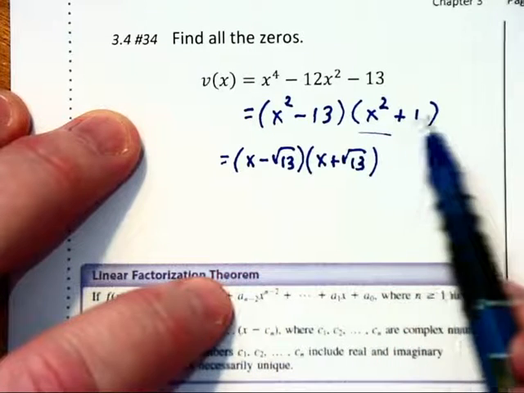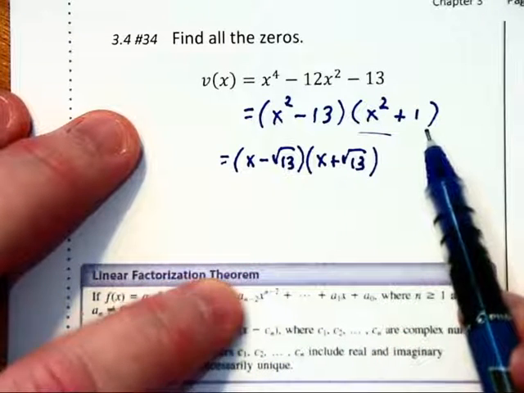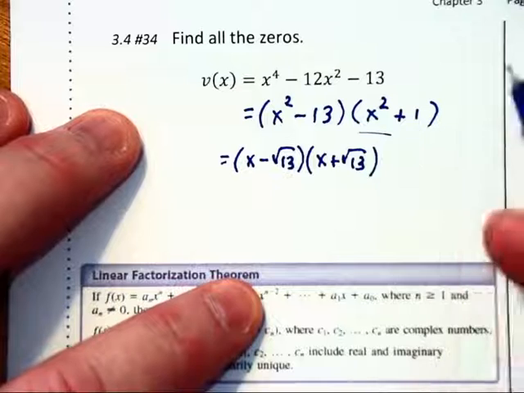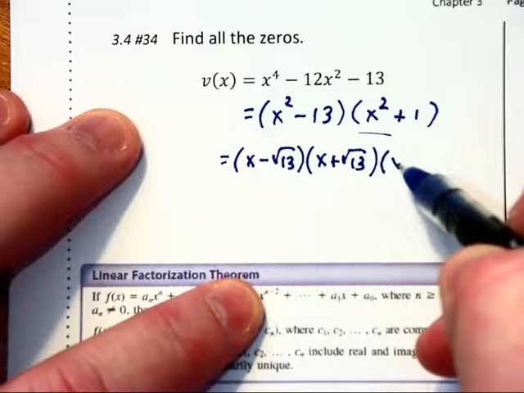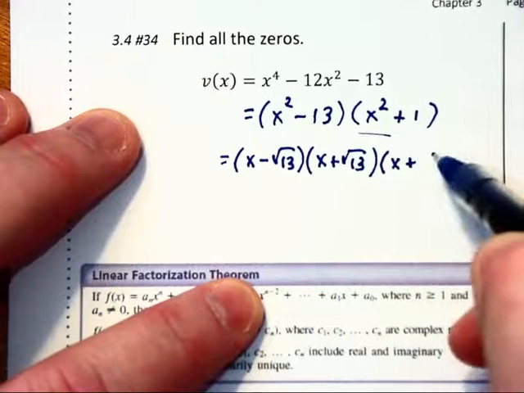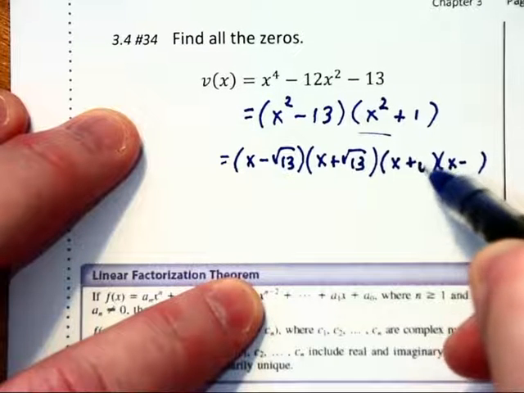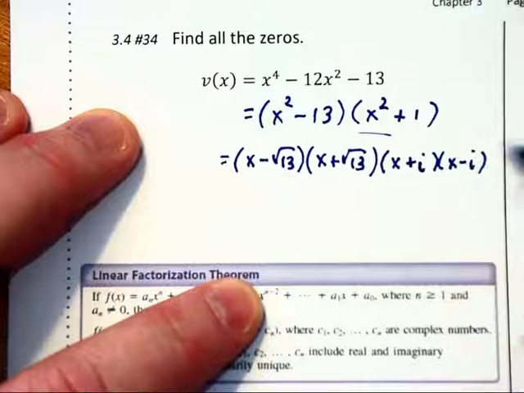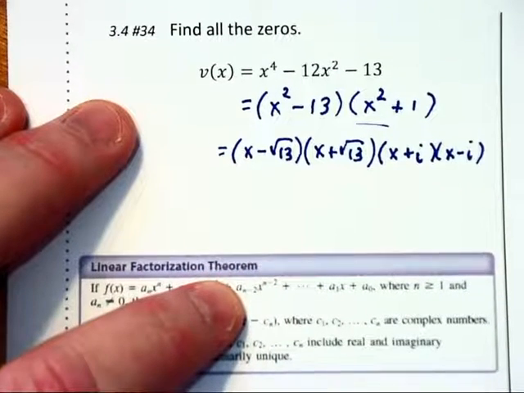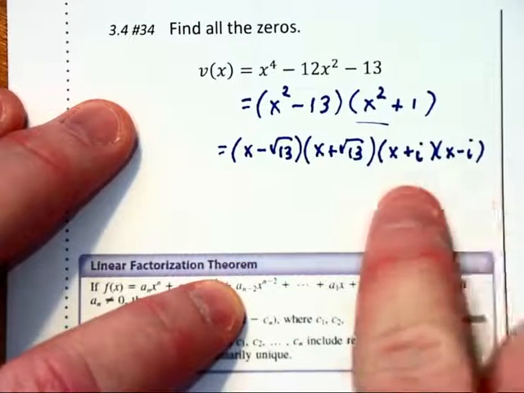When you have the sum of two squares, it does not factor over the reals. You treat it like the difference of two squares. So x plus 1, x minus 1. But then you stick an i at the end of each parenthesis. We have x plus 1i, x minus 1i. And that is your factored form. You can check it by multiplying together.